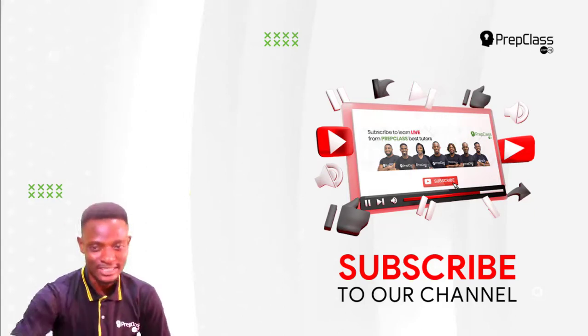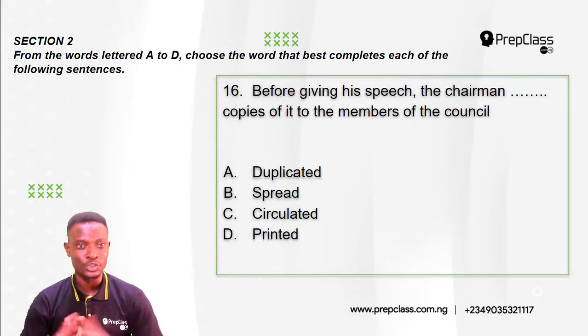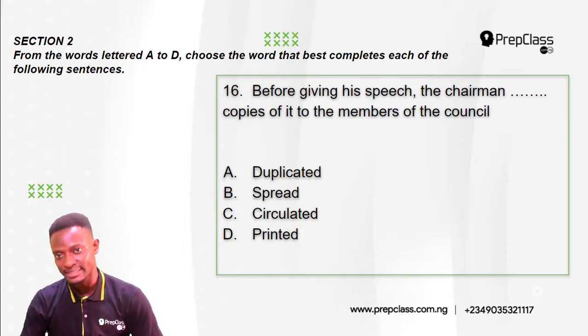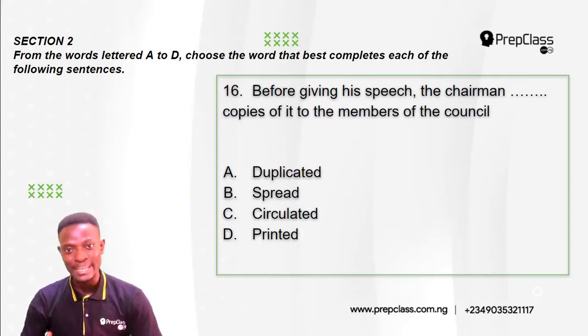Alright, let's proceed. Now for question 16 to 20 we have an instruction here, and the instruction reads: from the words lettered A to D, choose the word that best completes each of the following sentences.